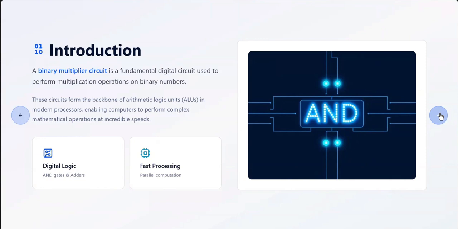If you look at the diagram and keywords here, the two main strengths are highlighted: digital logic and fast processing. Digital logic refers to the use of logic gates, especially AND gates and adders, to manipulate binary values. Fast processing means these circuits can compute results in parallel, significantly speeding up calculations. In summary, binary multiplier circuits are foundational for digital computation, enabling both high-speed and accurate mathematical operations within processors.